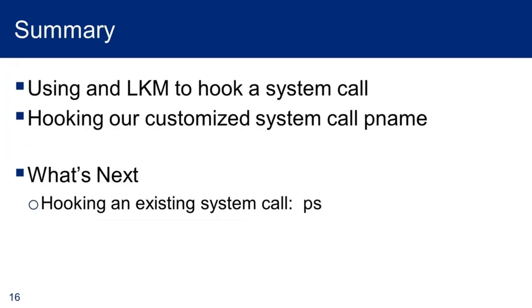That finishes off the discussion of how to construct an LKM to hook a system call. In this case, we modified a custom system call that we added to the kernel. Now we want to use the same technique to hook a standard system call. Specifically, the process listing called PS will be hooked to modify the listing of running processes provided back to the user.